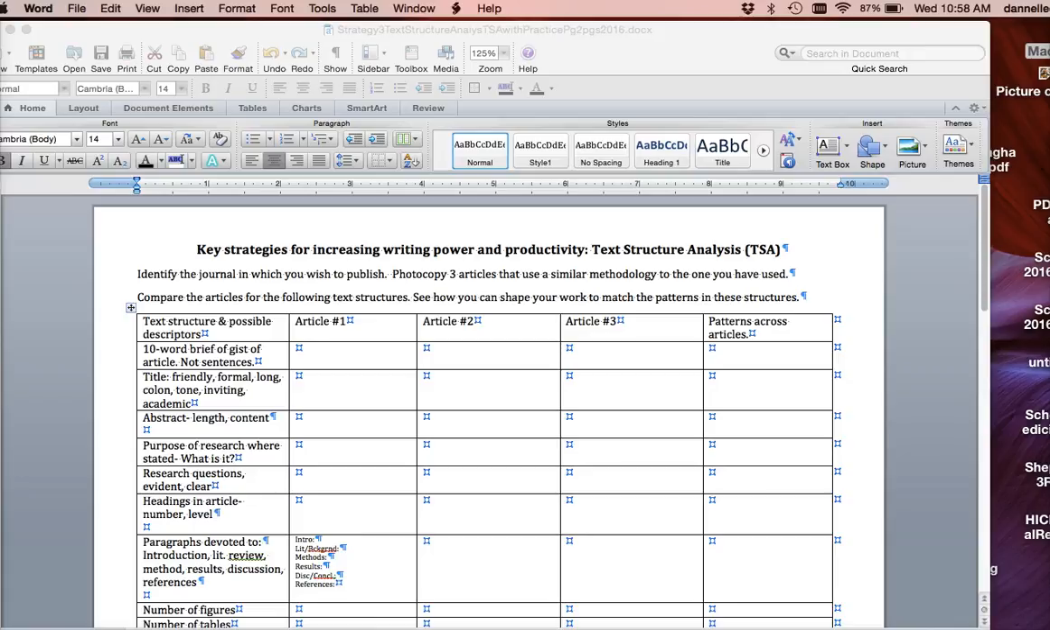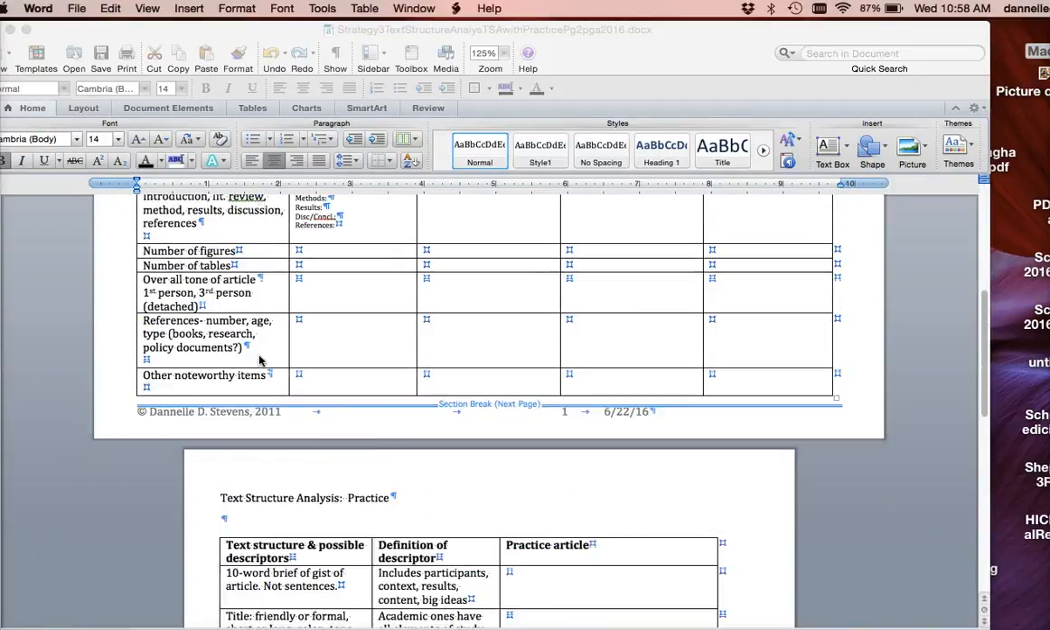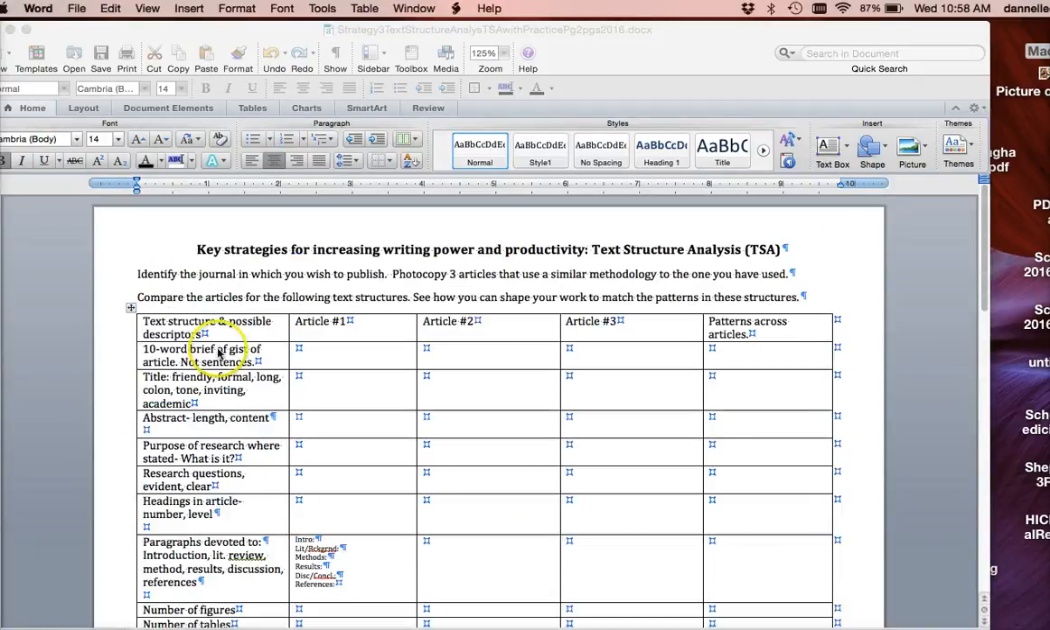Starting with the 10 top reasons why journal articles are rejected. Some of it has to do with the faculty not writing their article in a way that the journal finds acceptable, or that matches the journal's expectations. So one of the ways to find out what the expectations are is to do what I call a TSA.